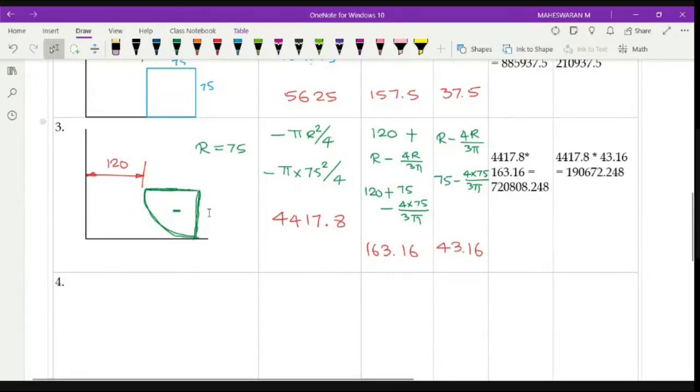Any doubt up to this? I think I missed something. The negative sign I missed. So next.